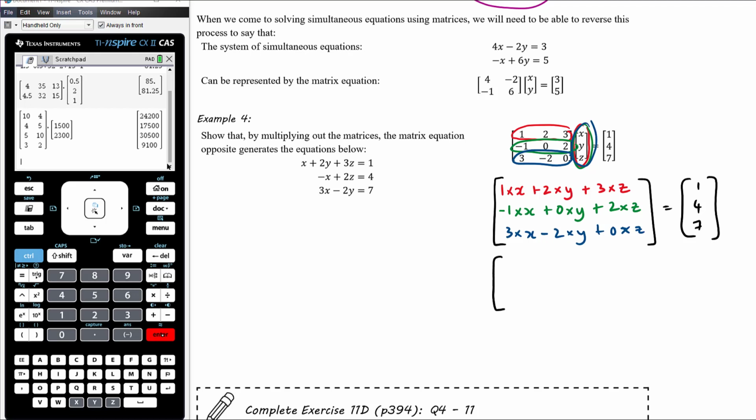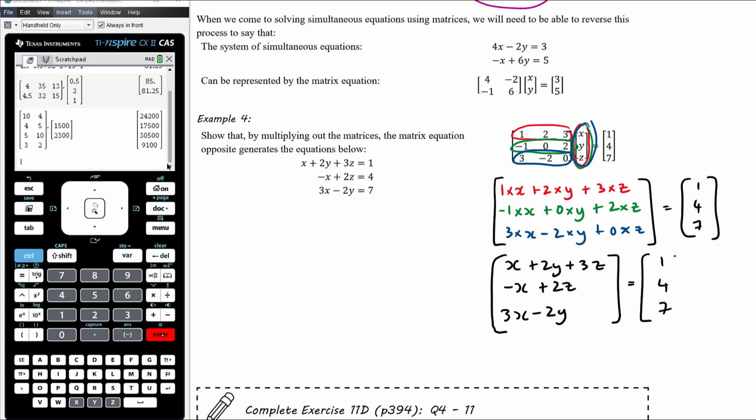Tidy up the left hand side: x plus 2y plus 3z. Negative x plus 0y, so there's no y there, plus 2z. And then 3x minus 2y, and then 0z, obviously there's no z. And so that is equal to the column 1, 4, 7. And therefore that must equal that, that must equal that, and that must equal that. So there's our 3 equations.